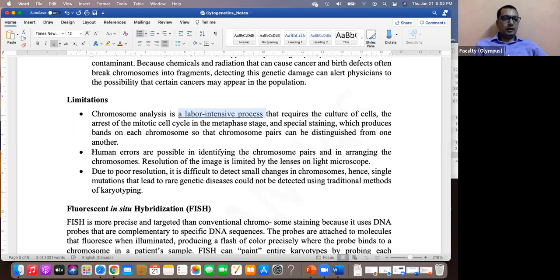The second limitation is errors. Humans can make mistakes. When you're pairing the chromosomes, if the spread is not good, it is sometimes difficult to find the right pair. So the arrangement of chromosomes in preparing the karyogram may end up having some human errors.